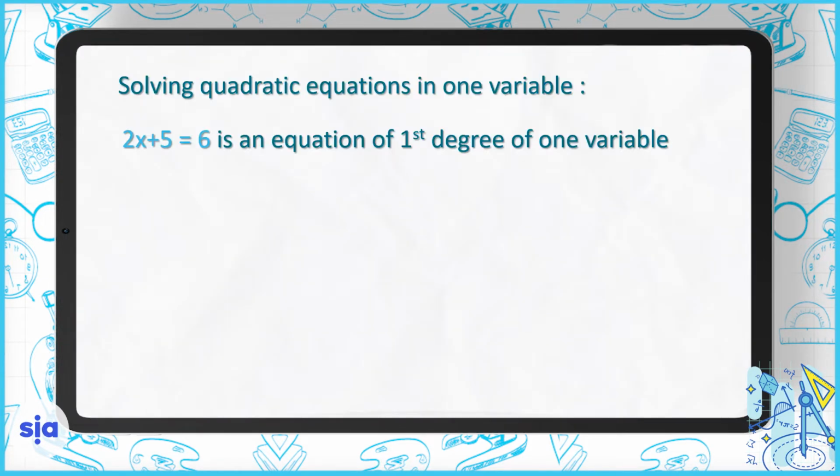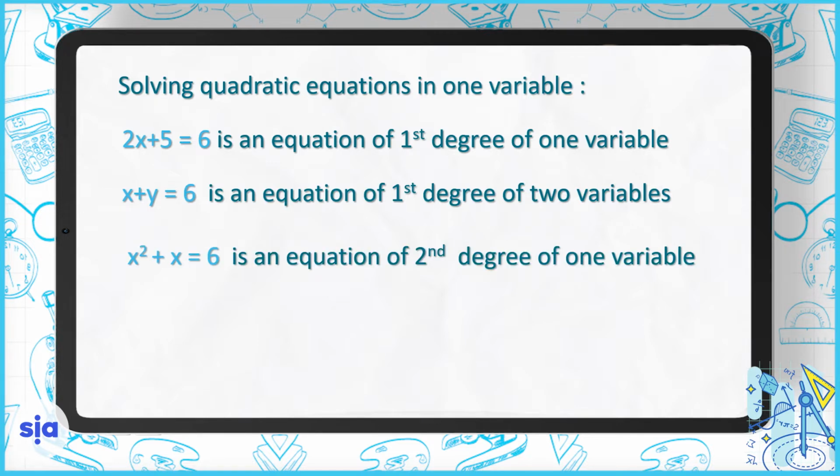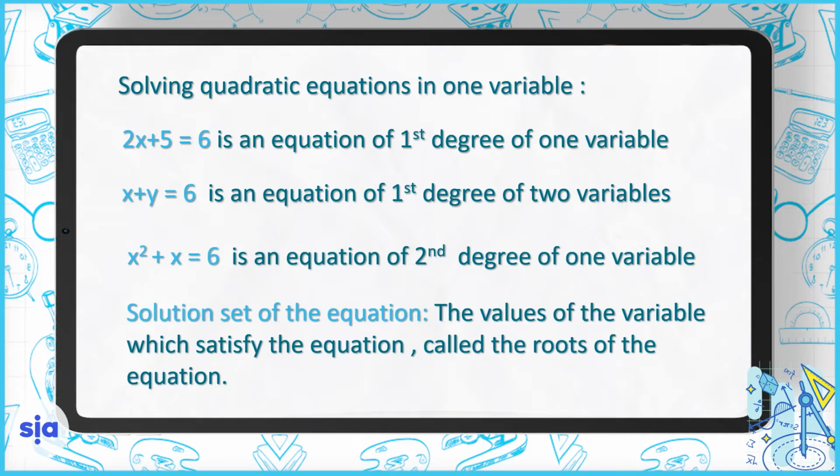In this session we'll be learning about solving quadratic equations in one variable. If we have 2x plus 5 equals 6, this is called an equation of the first degree of one variable. If we have x plus y equals 6, this is called an equation of the first degree of two variables. But if we have x squared plus x equals 6, this is called an equation of the second degree of one variable. The solution set of the equation is the values of the variable which satisfy the equation, and they're also called the roots of the equation.